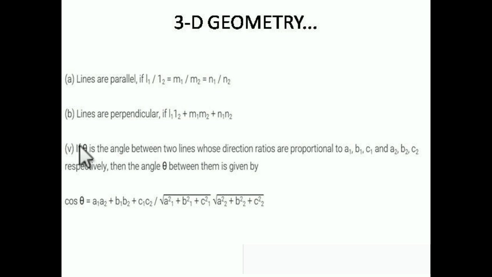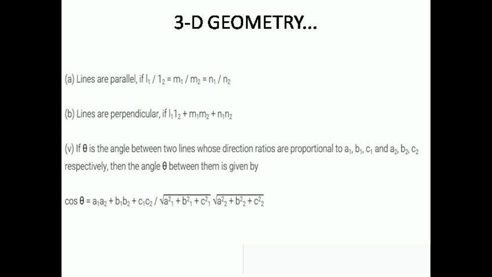And if we have any angle theta between the two lines, and a1 b1 c1 and a2 b2 c2, that is the line directions, are given, then cos theta is equal to the dot product of these two vectors, a1 b1 c1 and a2 b2 c2, that comes out as a1 a2 plus b1 b2 plus c1 c2 upon the square root of a1 square plus b1 square plus c1 square into a2 square plus b2 square plus c2 square. Okay, so we have to remember this formula. What is the angle between two lines? It is the dot product of the two directions upon their modulus.